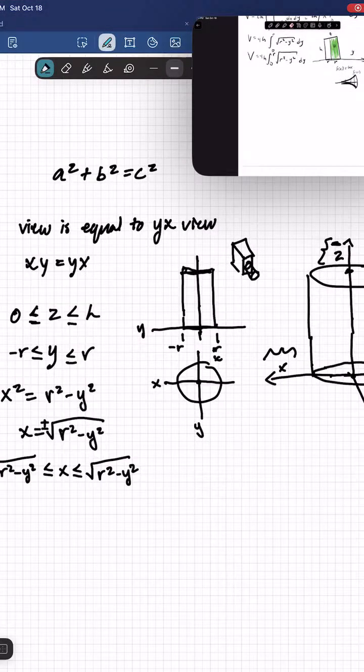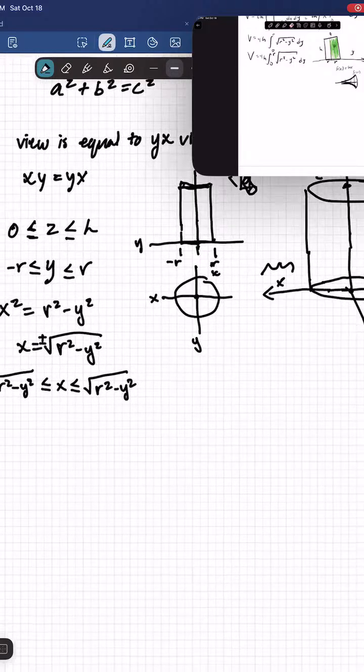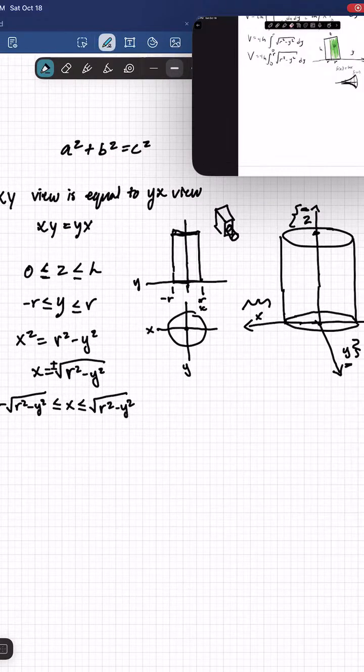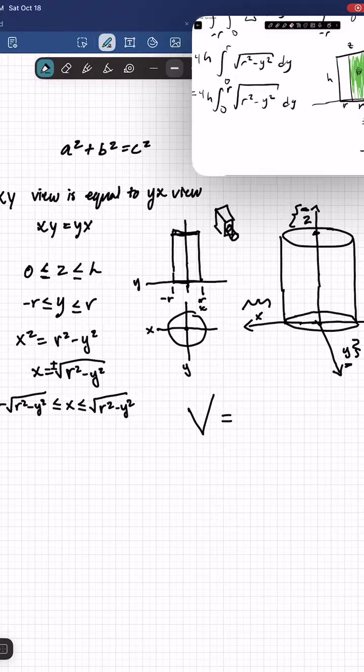So, once those bounds are set, small cube. Oops, that's horrendous. That's atrocious.